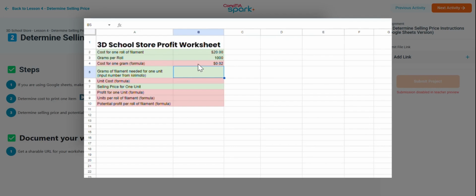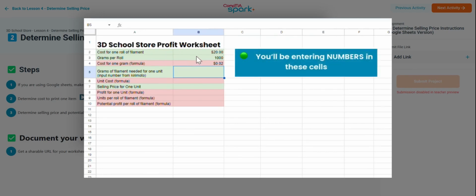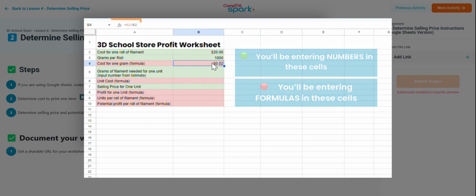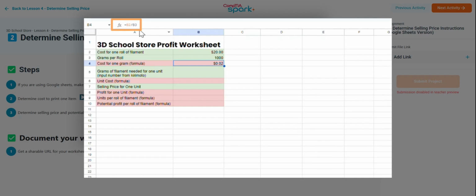I want to point out that some rows are green and others are red, and we did that just to indicate the green cells are those that you will be entering numbers, and the red cells will have formulas in them. So if you click on this cell, you will see the formula here. It says equal sign B2 divided by B3. So that is $20 divided by 1,000 is going to be 2 cents.